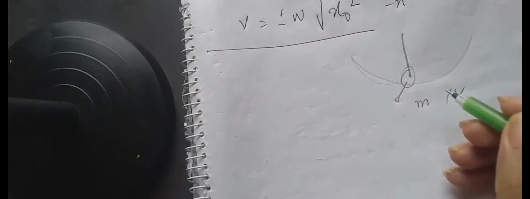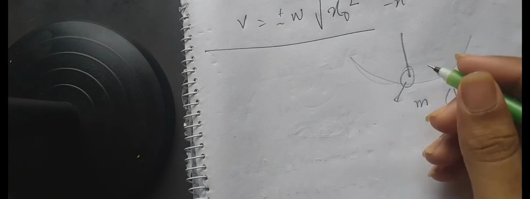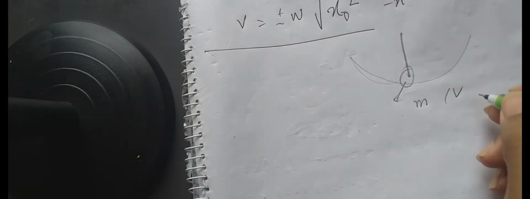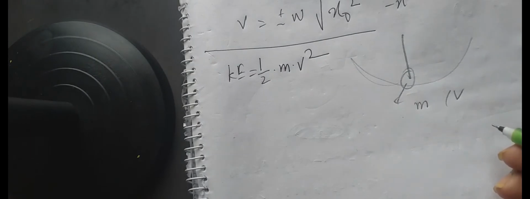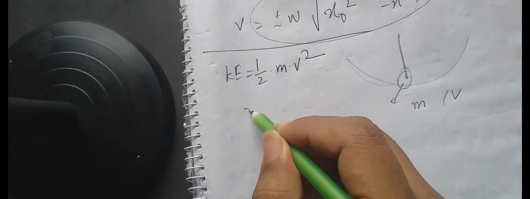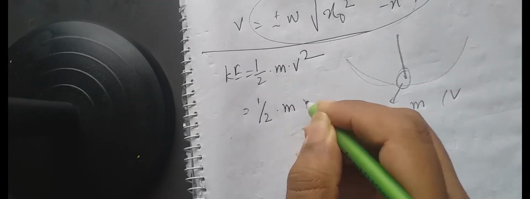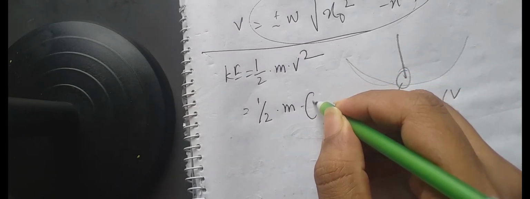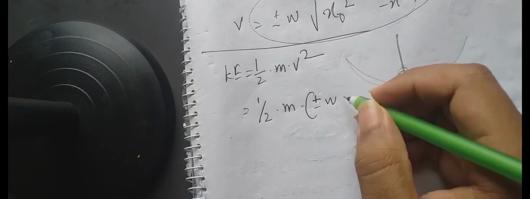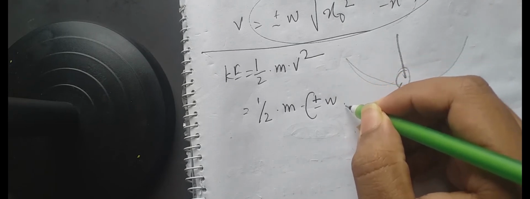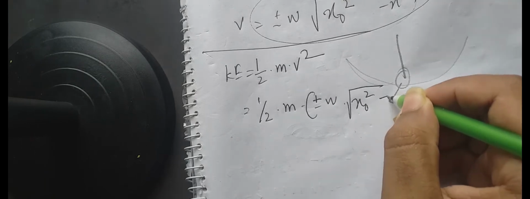So it has a kinetic energy. So in this video we will talk about the equations of energies, but in terms of simple harmonic motions. So we know KE is half mv square, and the velocity equation we found in the previous video, the previous class, is that it's plus minus omega root over x naught minus x square.